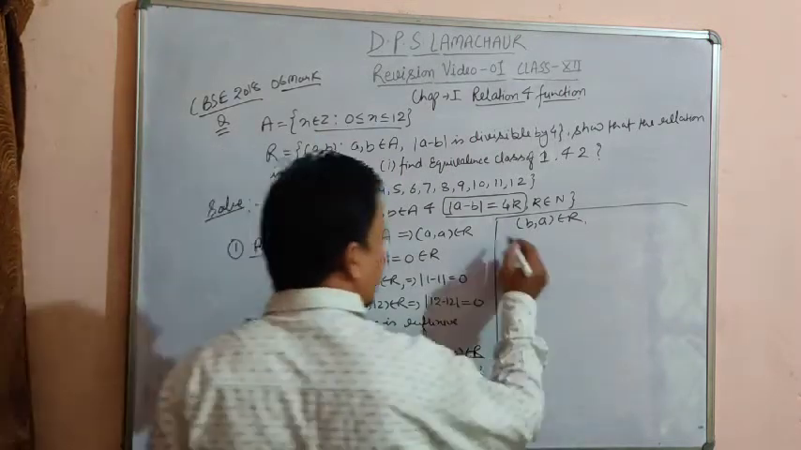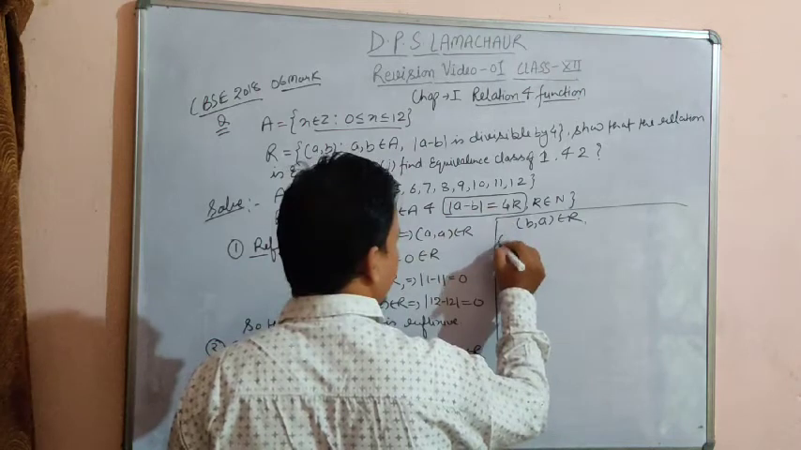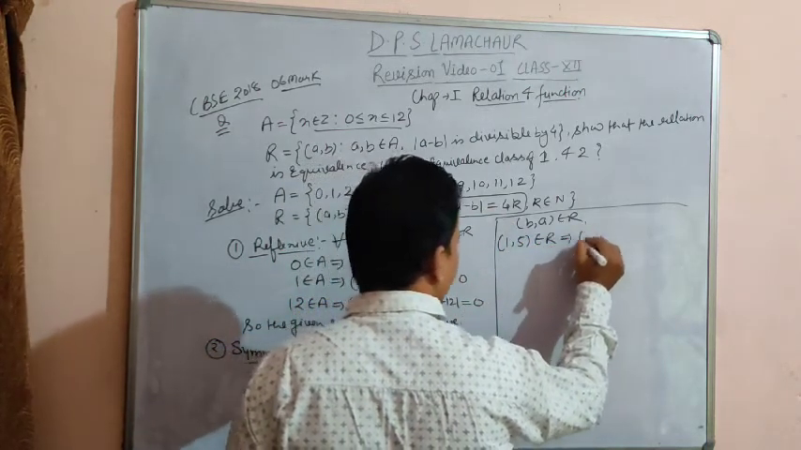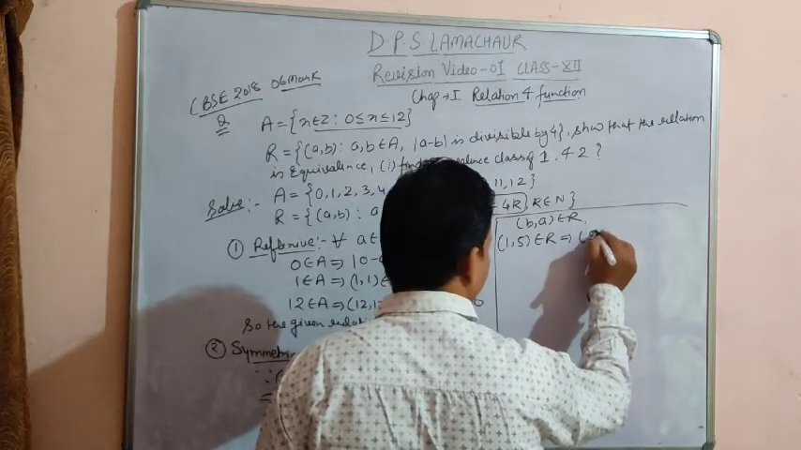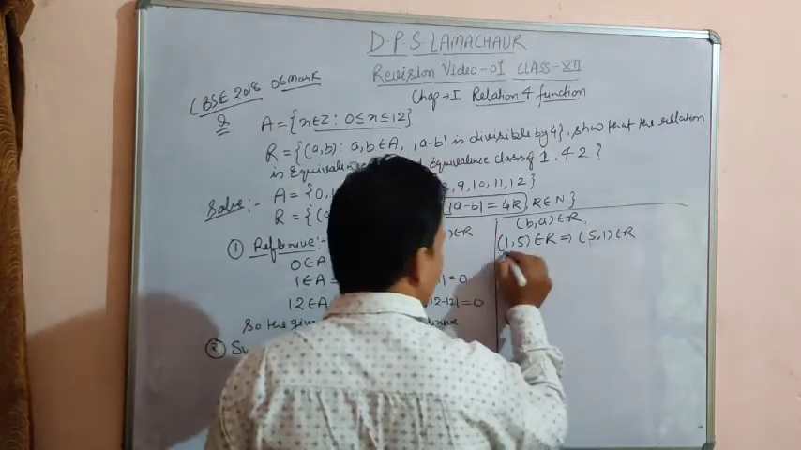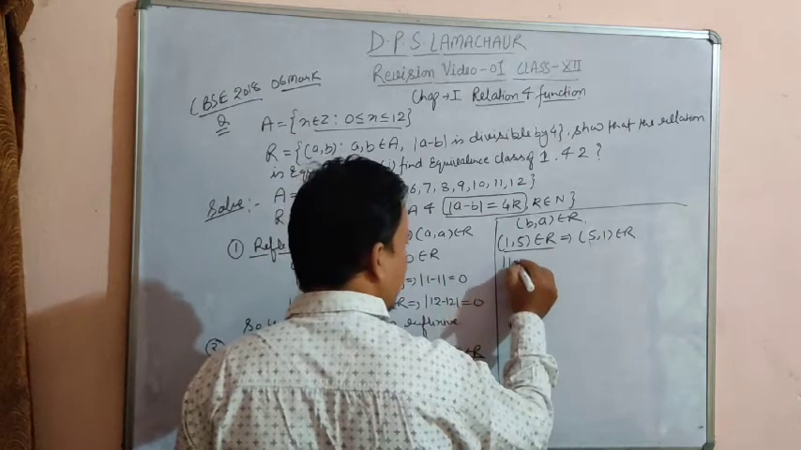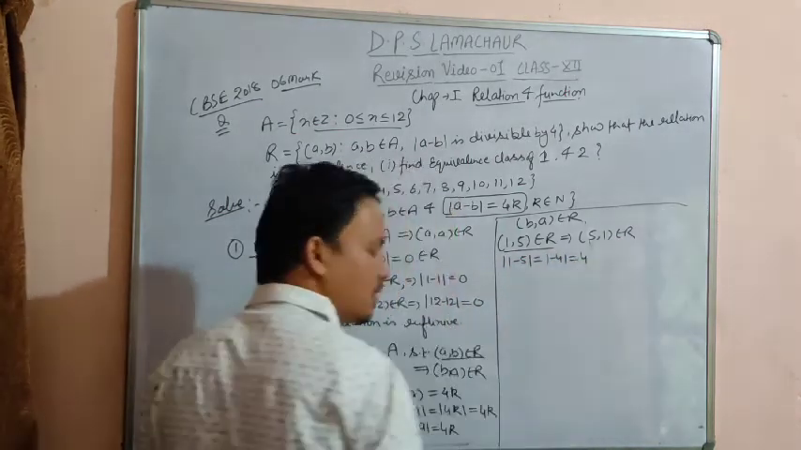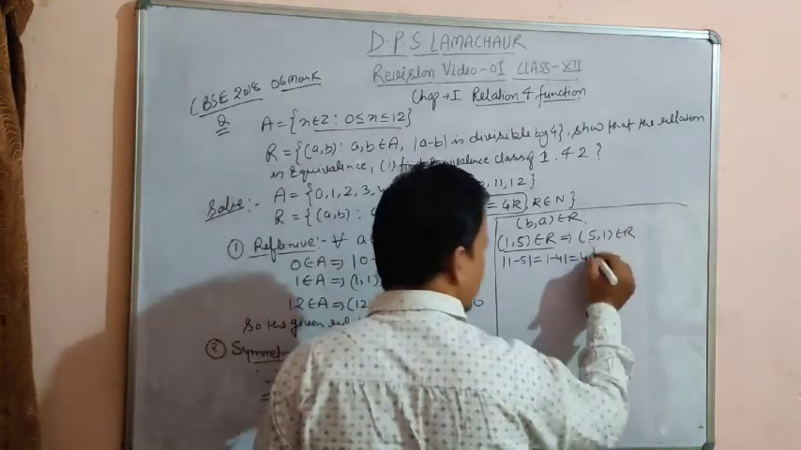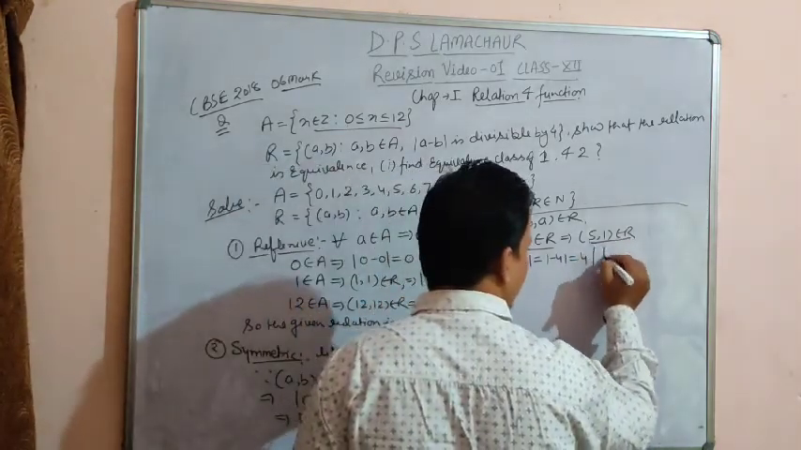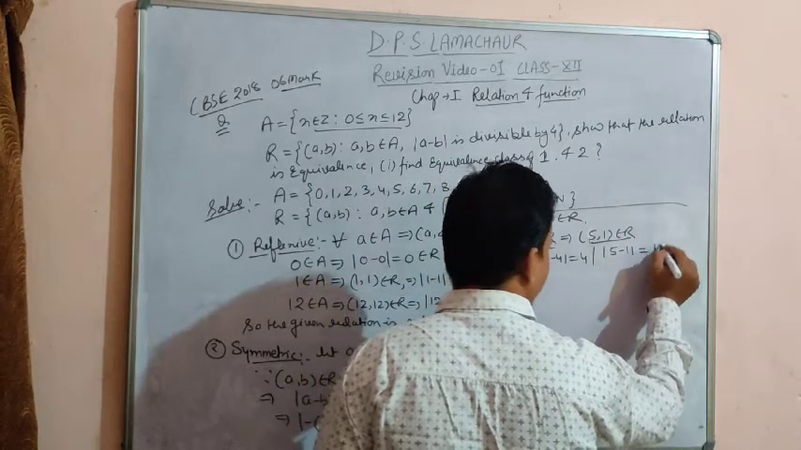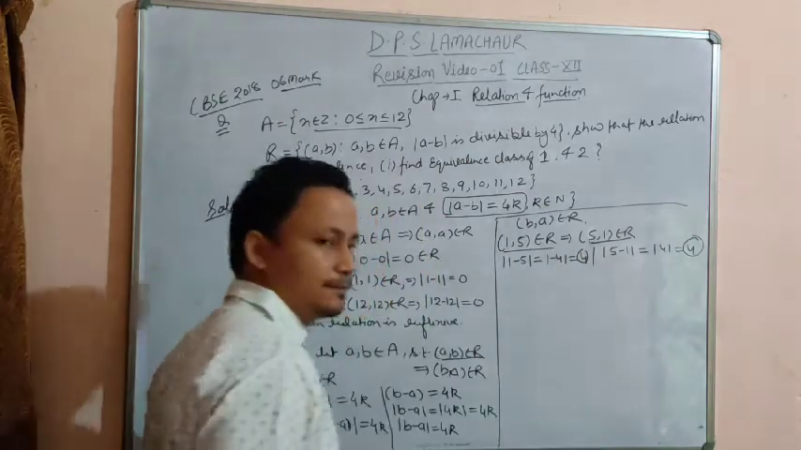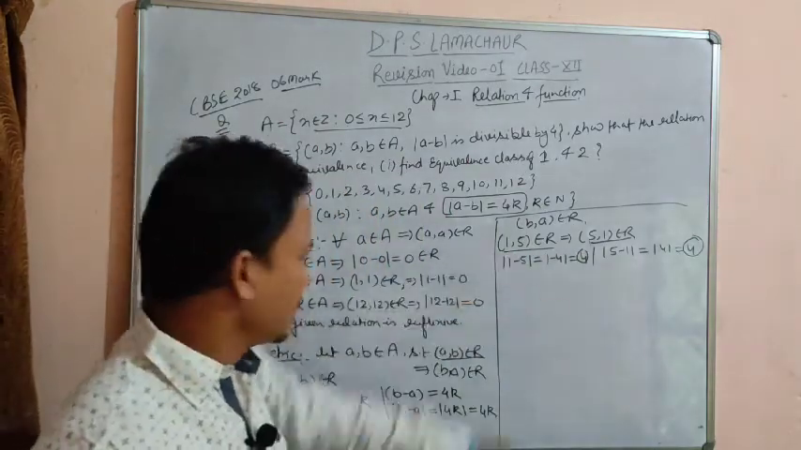If you want to take an example, you can. Suppose (1, 5) belongs to R, then we have to show that (5, 1) belongs to R. So (1, 5) belonging to R means mod of 1 minus 5, that is minus 4, that is 4, and 4 is a multiple of 4. Yes or no? Now (5, 1) belongs to R means mod of 5 minus 1, that is mod of 4, that is 4. It is also a multiple of 4. So you can write like that.